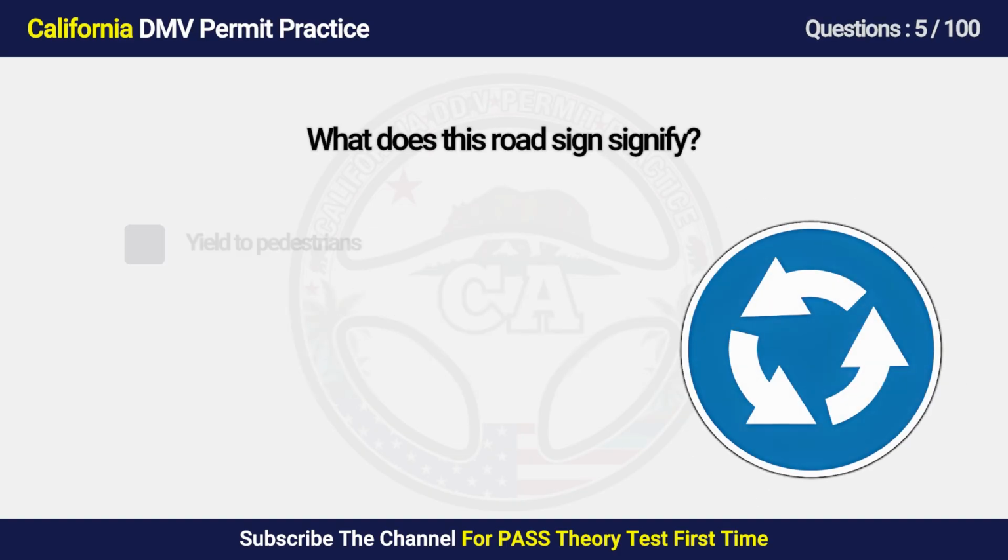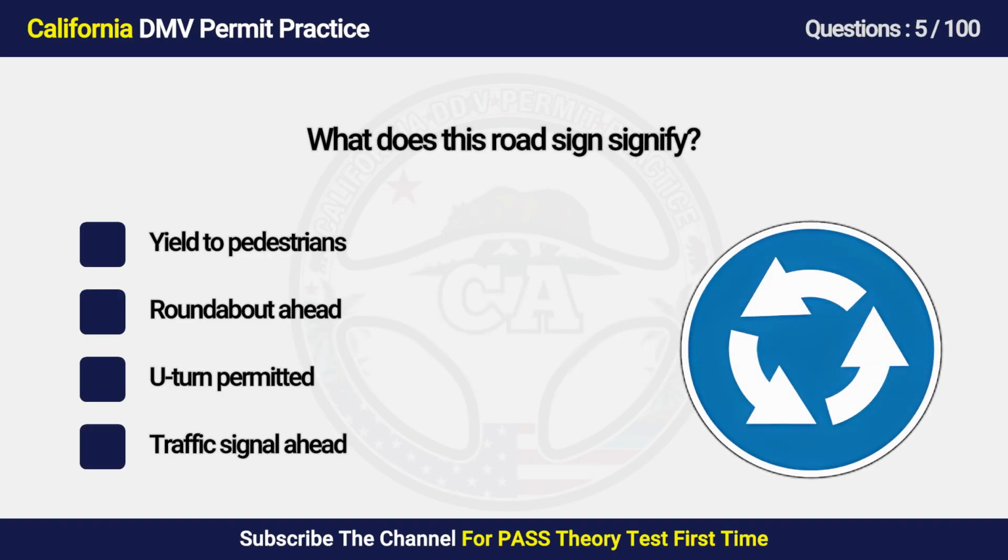Question 5. What does this road sign signify? A. Yield to pedestrians. B. Roundabout ahead. C. U-turn permitted. D. Traffic signal ahead.